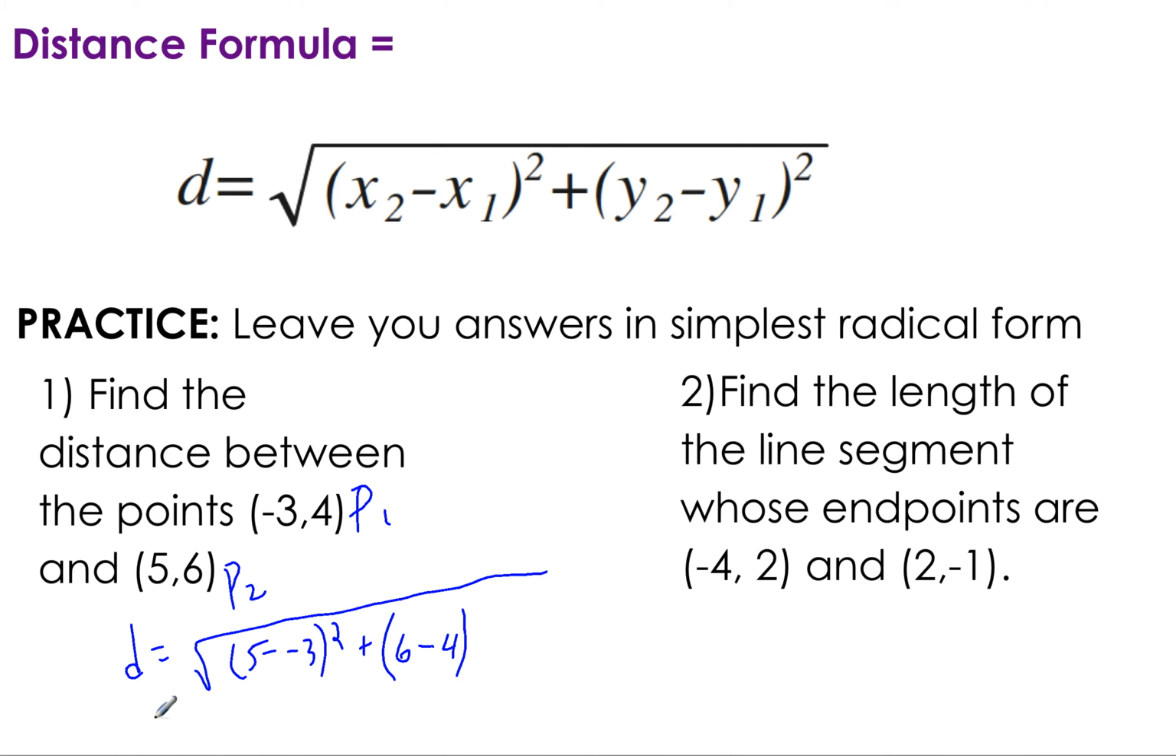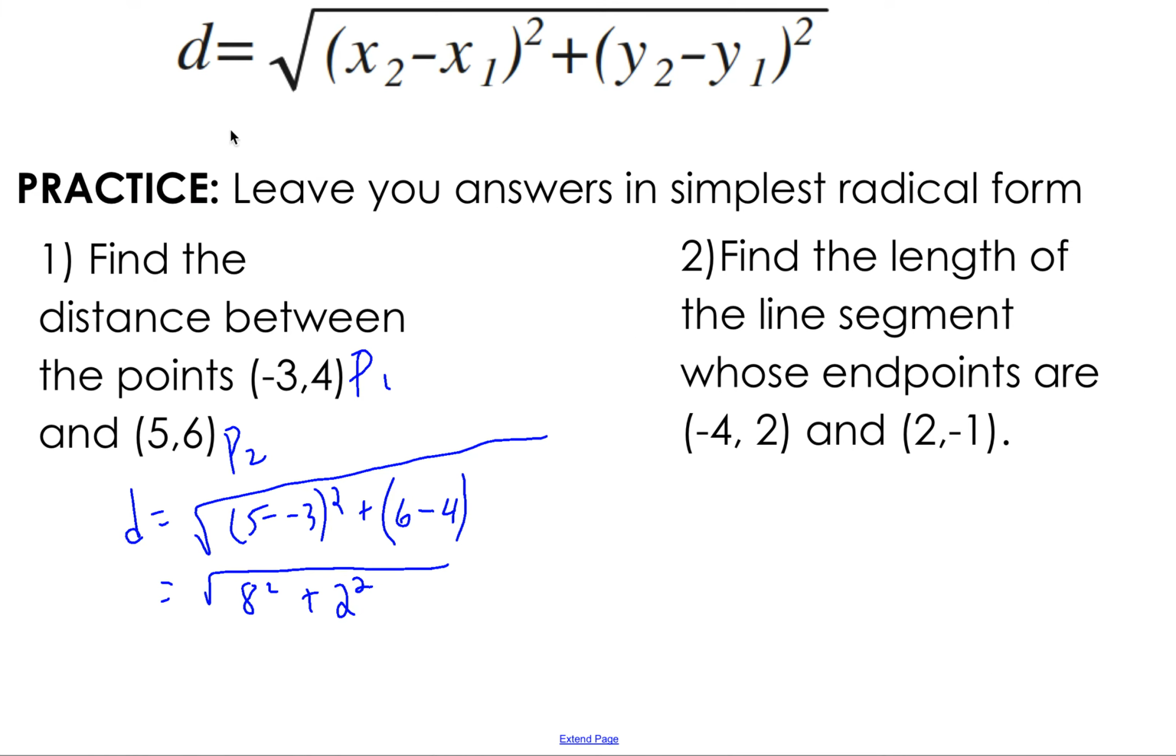That's all we did. So that is equal to the square root of 5 minus a negative 3, which is 5 plus 3, which is equal to 8 squared, plus 6 minus 4, which is 2 squared. Let's make a little more room here. So what do I have? I have the square root of 8 squared, which is 64, plus 2 squared, which is 4.